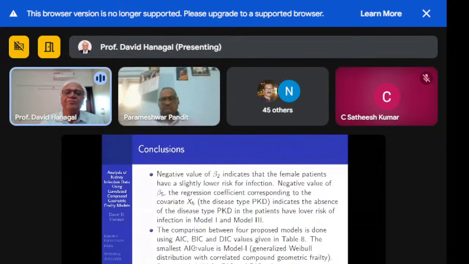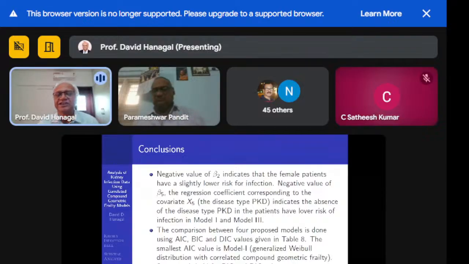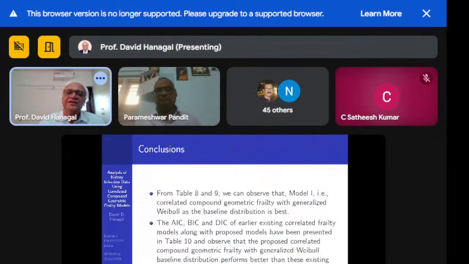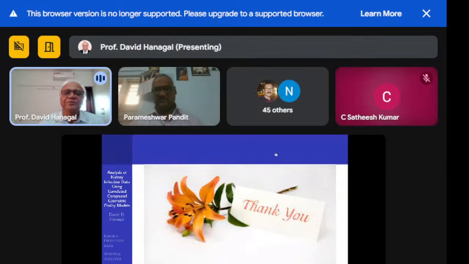Okay, I'm about to complete now. This comparison is already given in this, and the Bayes factor is also there. And we have seen the best model for the kidney infection data is the correlated compound geometric frailty model with the baseline as generalized Weibull distribution. That is better. That is what we have seen from the conclusion. Okay, I think this is the end of my talk.